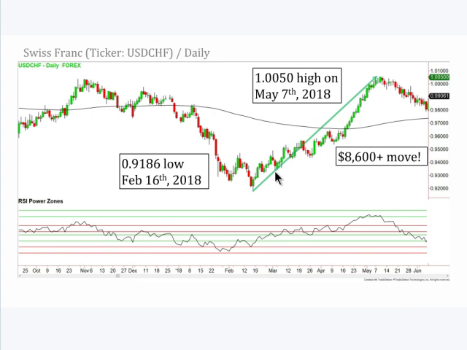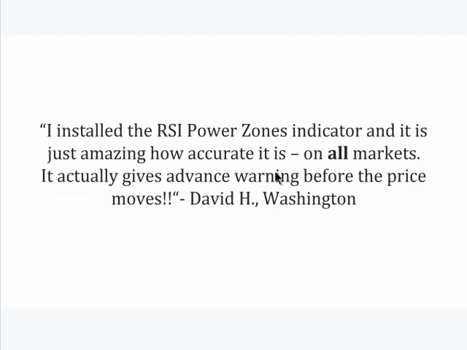And that's the results that our trading family loves to see too. Like David: I install the RSI Power Zones indicator, and it's just amazing how accurate it is on all markets. It actually gives advance warning before the price moves. Who wouldn't love advance warning before the price moves? You would love that, right? Yeah, I would. Okay.